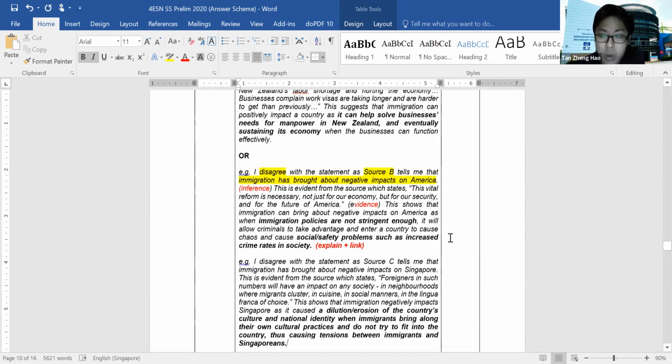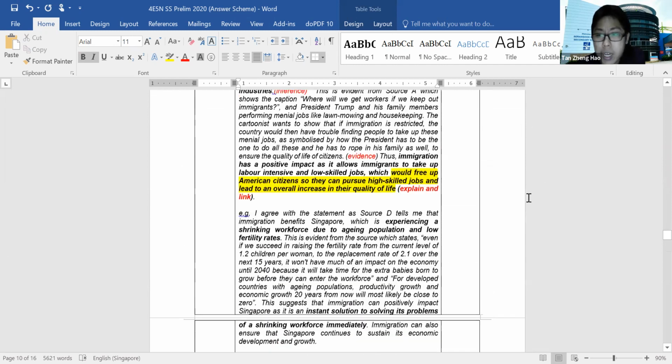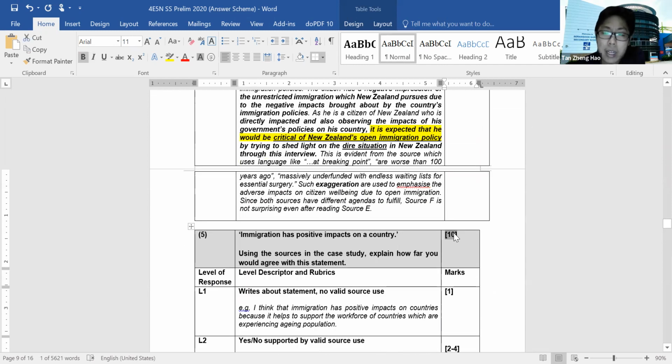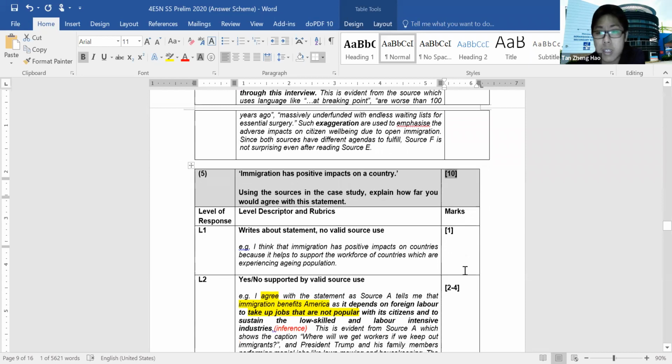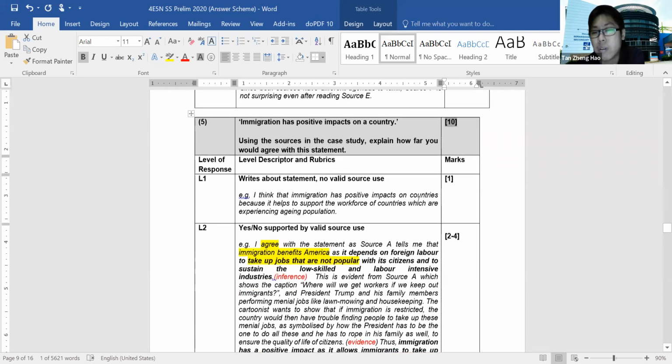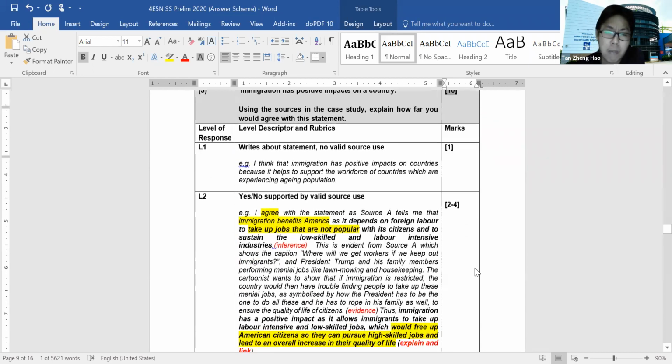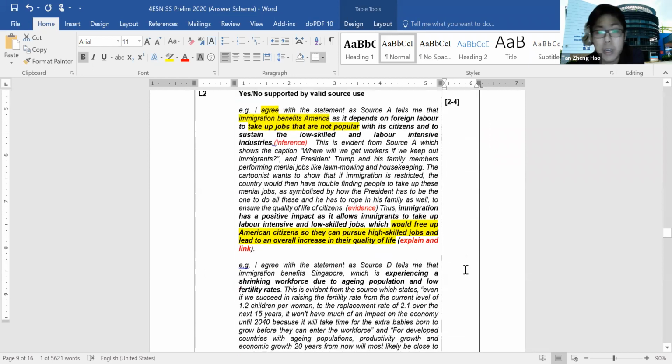Remember, this is a 10-mark question. Based on the formula I shared just now, 1 mark, 2 minutes, so for 10 marks, the maximum you should spend is 20 minutes. Don't spend any more than 20 minutes. If you have used up 20 minutes already, drop it and move on to the essay question, because there might be more marks to gain from there.